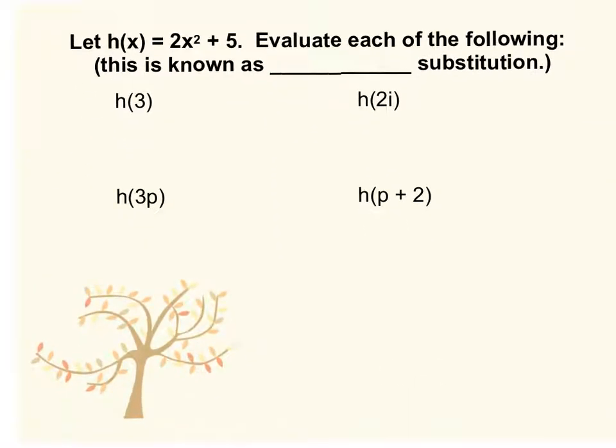We can evaluate with polynomials, just like any other function. If we wanted to evaluate h of 3, we take 2 times 3 squared plus 5. Let's see, that would end up being 23.